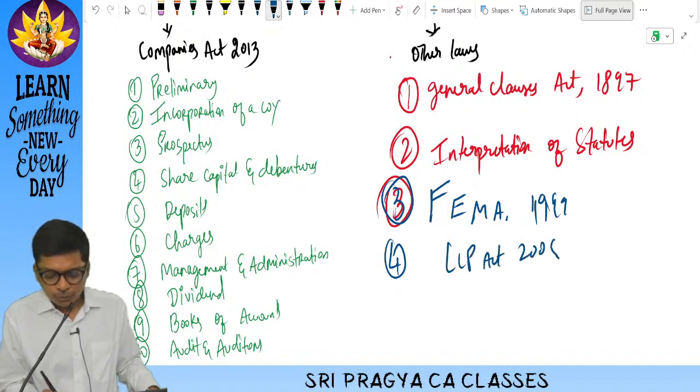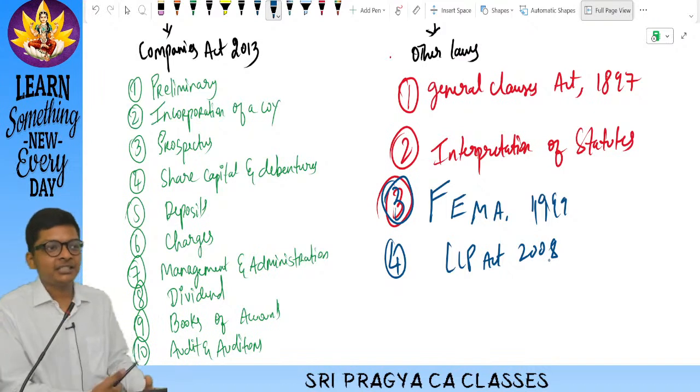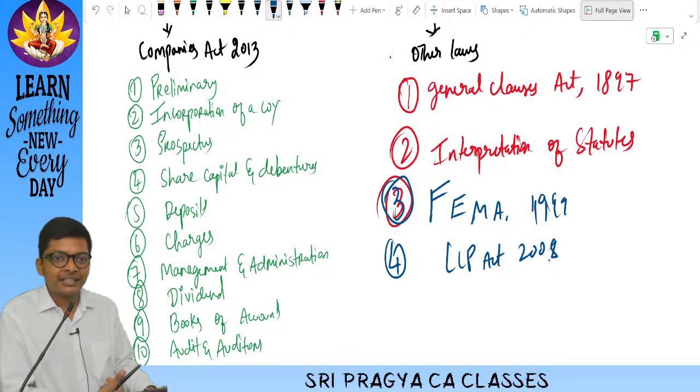LLP Act 2008. We studied only basics in Foundation. So much more is there. There are 64-plus sections in LLP. In Foundation we studied only 10 sections. Welcoming LLP to CA Inter.